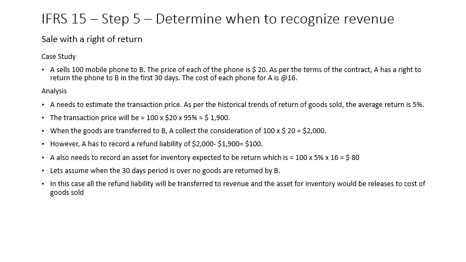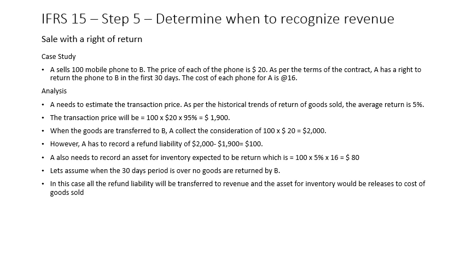Now let's look at a case study which will help us to understand this concept in a better way. A sells 100 mobile phones to B. The price of each phone is $20. As per the terms of the contract, A has a right to return the phone to B in the first 30 days. The cost of each phone for A is $16. Now, as there is a sale with a right of return, A needs to estimate how much return it expects, which would depend on the historical trends. The average return rate is 5%.